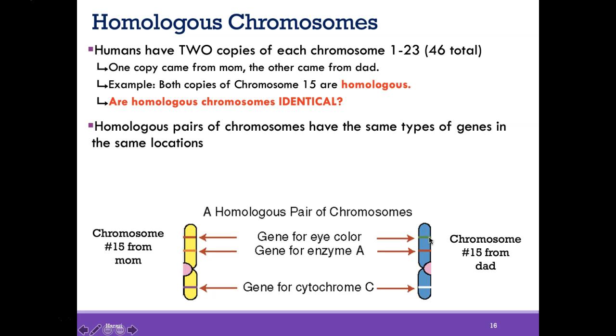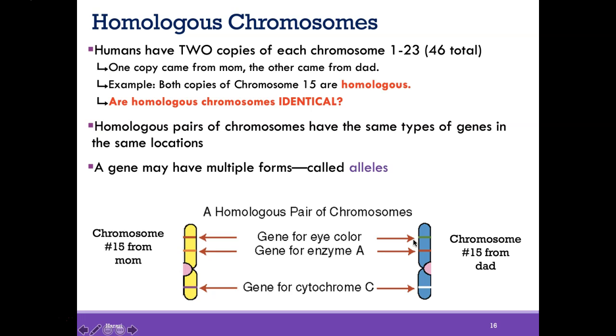Because suppose dad might have green eyes, a green eye color gene, and mom might have a brown eye color gene. So homologous pairs of chromosomes have the same types of genes in the same locations, but there might be different forms of that gene. We call different forms of genes alleles. So there is an eye color gene, but there can be a brown-eyed allele or a green-eyed allele. Right?